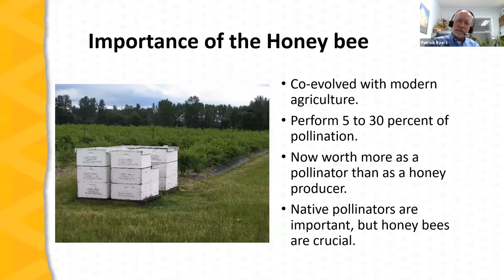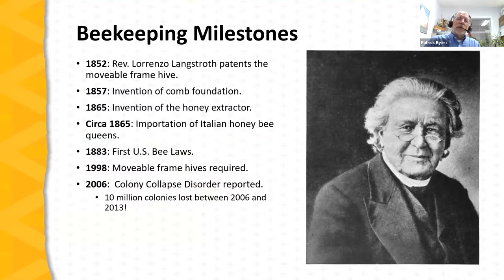So, some milestones in the recent relationship between honeybees and humans. The gentleman in this picture, Reverend Lorenzo Langstroth, we should all bow our heads in thanksgiving to Reverend Langstroth. He early on recognized a very important concept called the bee space, and we'll talk more about that in a moment as well. But in 1852, he patented the movable frame hive. And this was the first commercially available hive where a beekeeper could take it apart into pieces and pull out components and examine the bees.